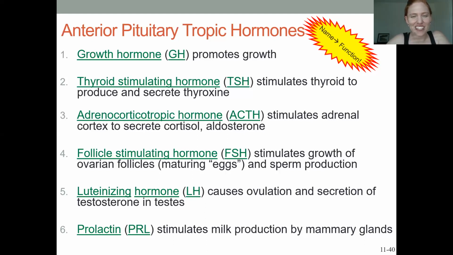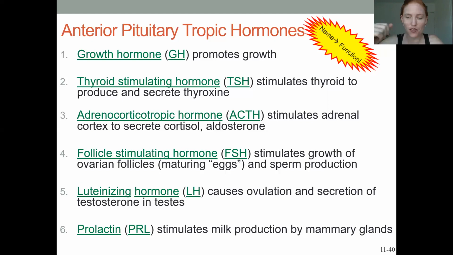Now, the luteinizing hormone, it's related to another circular structure in the ovaries. It's going to cause secretion and ovulation of the oocyte that matured in the follicle. And once the follicle loses its egg, it becomes a corpus luteum. So it luteinizes the follicle to become the corpus luteum. And then prolactin, lactate as in milk. Okay, so prolactin, that's going to stimulate milk production.